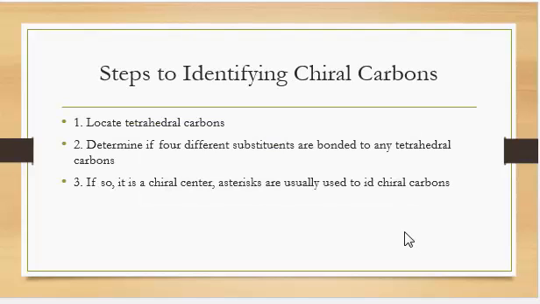To identify chiral carbons, first, locate the tetrahedral carbons in a molecule. Next, determine if there are 4 different substituents on any of the tetrahedral carbons. If so, it is a chiral center. Chiral centers are often identified by asterisks.